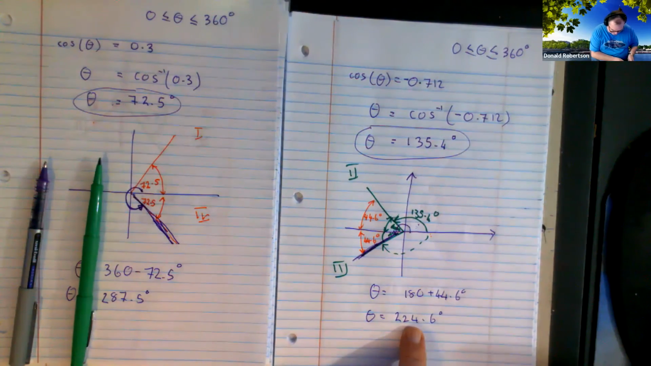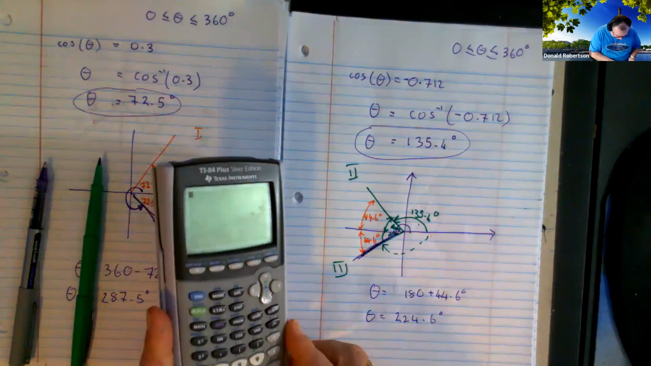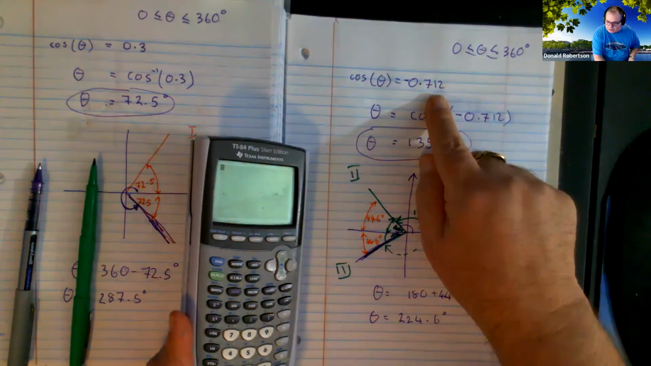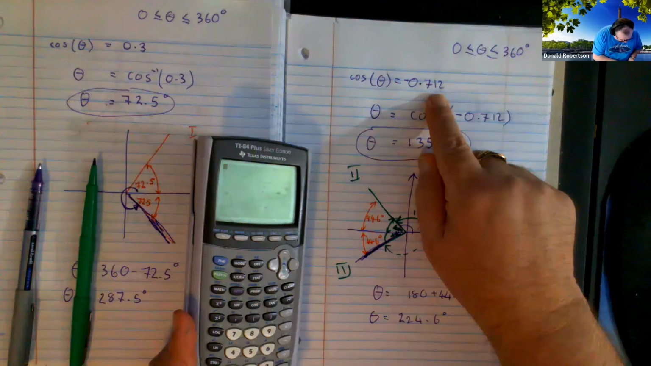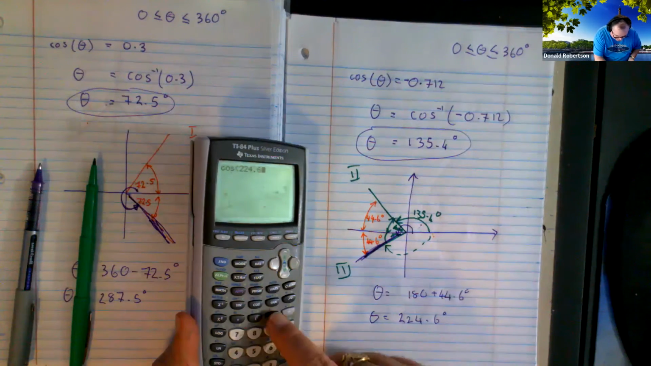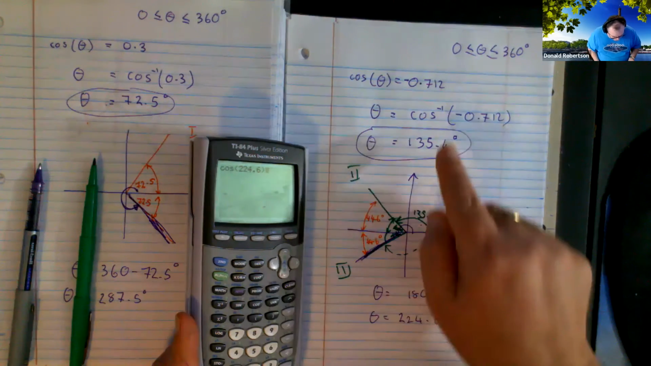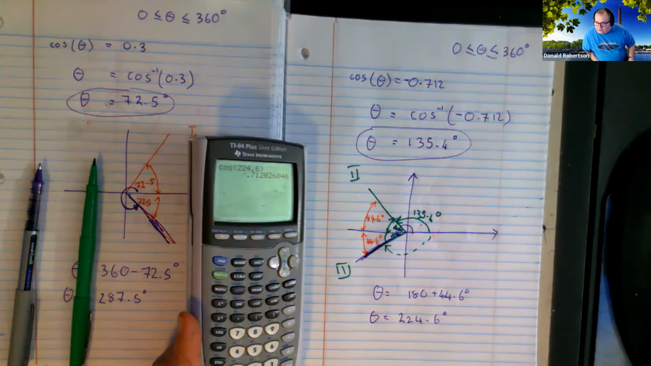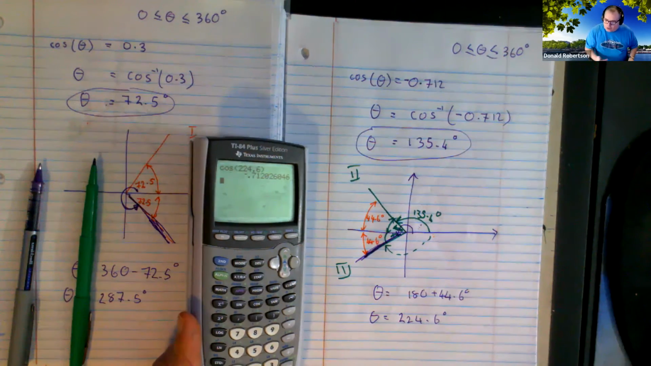Now, let's say you're not 100% sure that this is right. You can check it. Can't I just find out what the cosine of this is? And it better be that number, or at least rounded off to that number. So the cosine of 224.6 should be dead close to negative that number. Would you agree that's pretty close to negative 0.712? So I'm just saying, you can actually check. If I went back and did the others, I bet you they all worked, right?